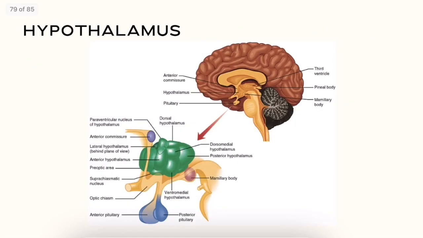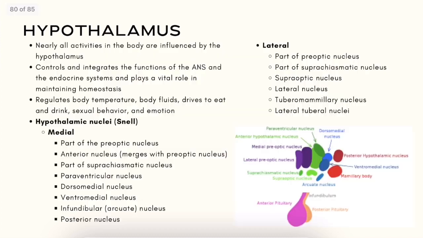Okay. All right, we're on to our last topic, which is our hypothalamus. Now, this is all based on Snell, so please refer to Snell. Nearly all the activities in the body are influenced by the hypothalamus. Our hypothalamus controls and integrates the functions of the ANS and the endocrine systems and plays a vital role in maintaining homeostasis. The main functions: it regulates your body temperature, your body fluids, your drive to eat and drink, your sexual behavior, and your emotion.